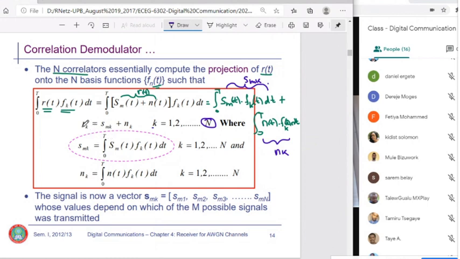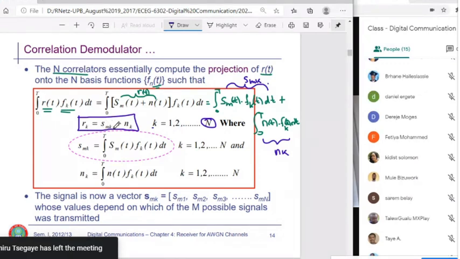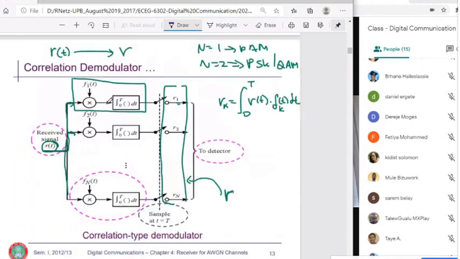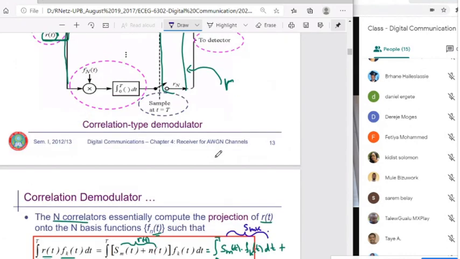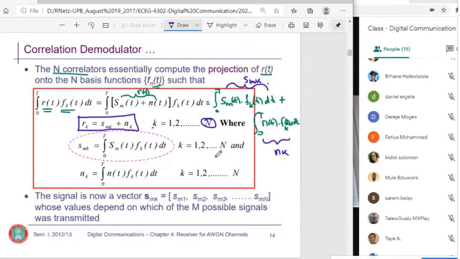Okay, so if you look at the output at each branch, where k indicates the branch, at the k-th branch we have s_mk plus n_k, where s_mk is nothing but the result of projecting s_m(t) on the k-th basis function. So this is s_mk and this is n_k.